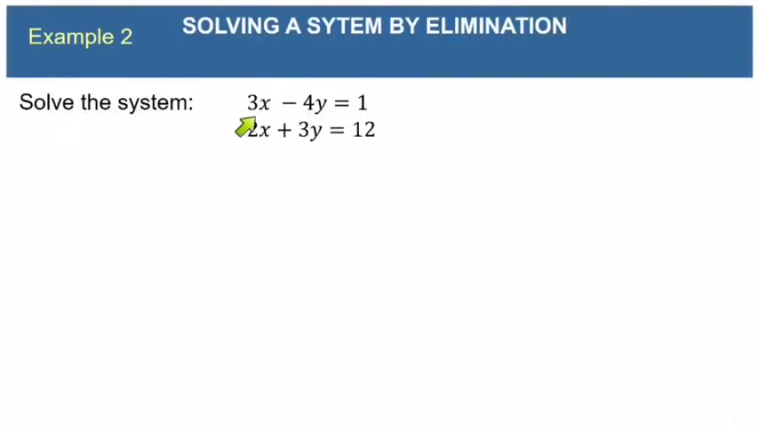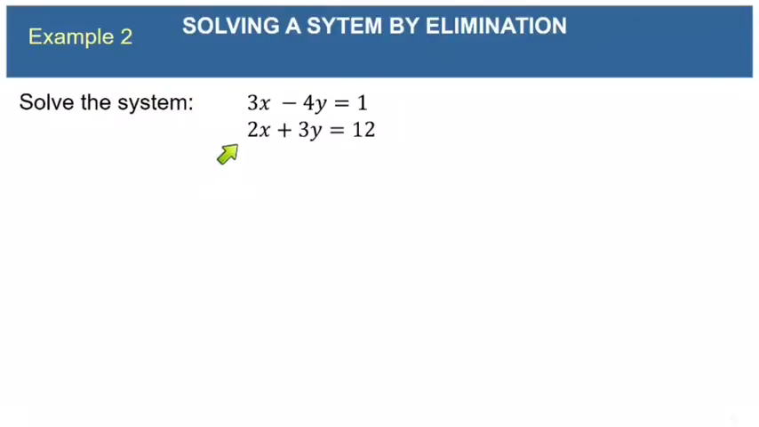We're going to solve the system 3x minus 4y equals 1 and 2x plus 3y equals 12. Now notice that none of the variables in either equation has a coefficient of 1. That means in order to solve one of these equations for one of these variables, we would end up dividing by its coefficient, which would create a fraction, which would make the substitution method slightly difficult to use. So this is a perfect system to use the elimination method on.